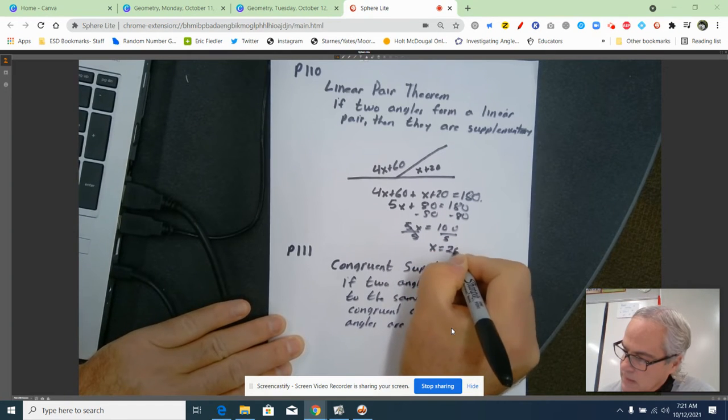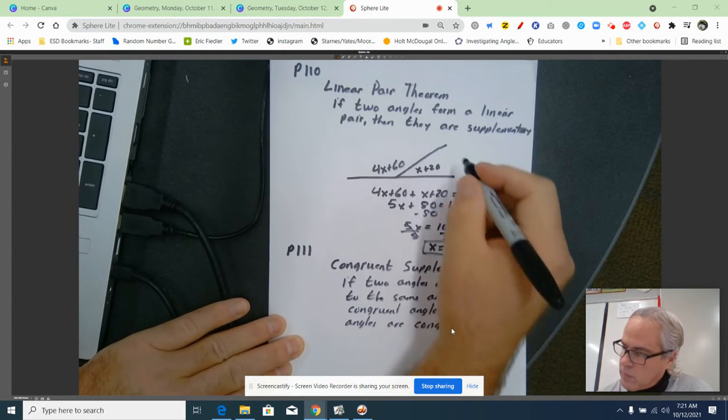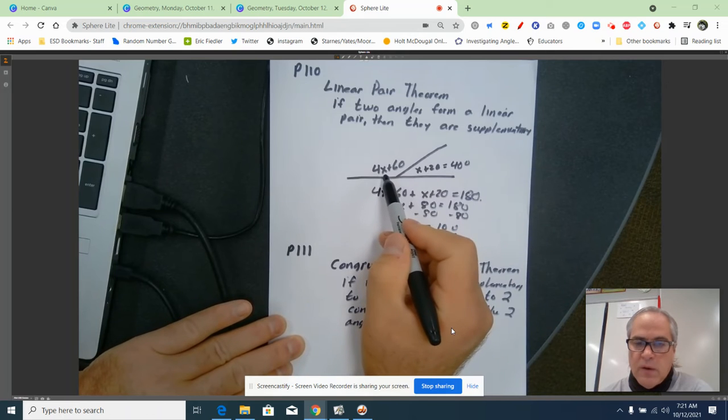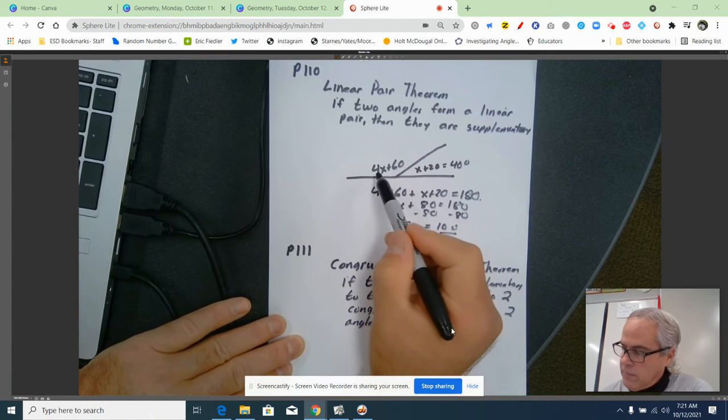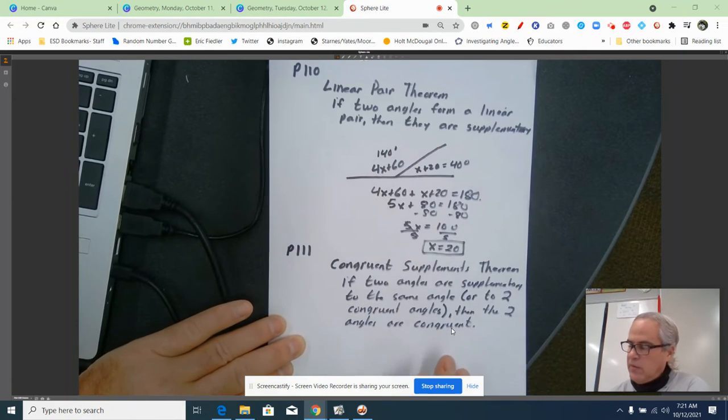Now, if I had to plug it back in, I could do that pretty easy. Plug it into this one. 20 plus 20, this angle would be 40 degrees. This one should be 140, right? Because they're supplementary. 4 times 20 is 80 plus 60, you bet it's 140. That's called the linear pair theorem.